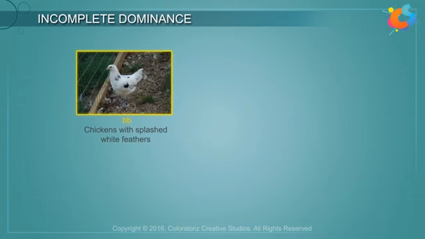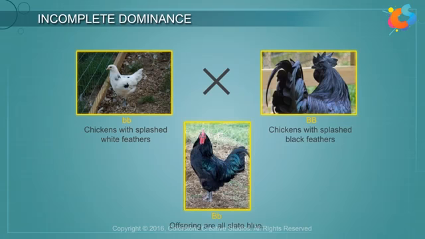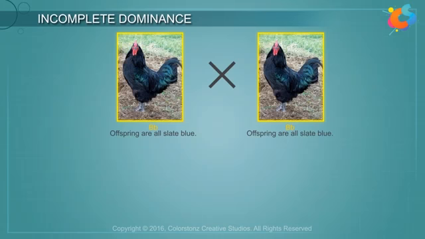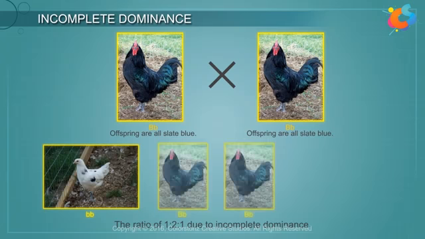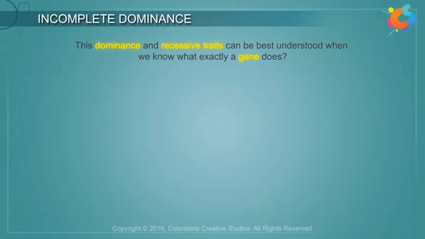When chickens with splashed white feathers are crossed with black feathered birds, their offspring are all slate blue. When blue chickens are crossed among themselves, they produce splashed white, blue, and black offspring in the ratio of 1:2:1 due to incomplete dominance. This dominance and recessive traits can be best understood when we know what exactly a gene does.